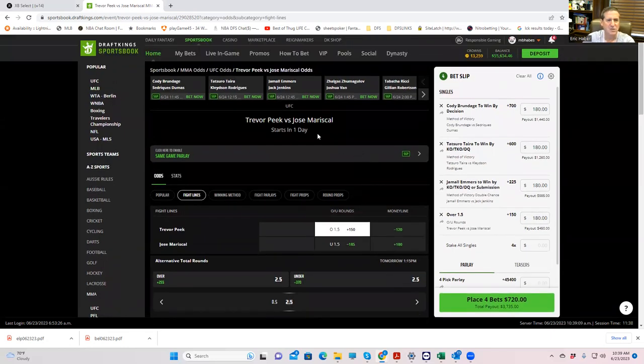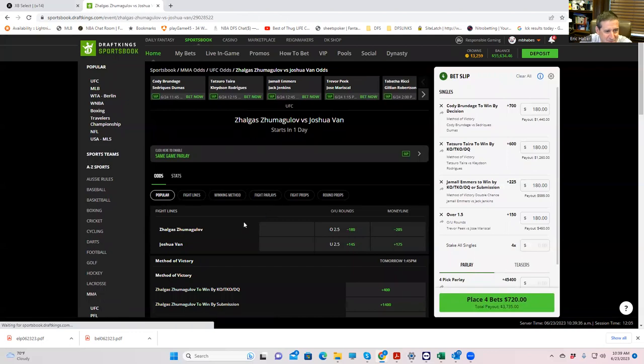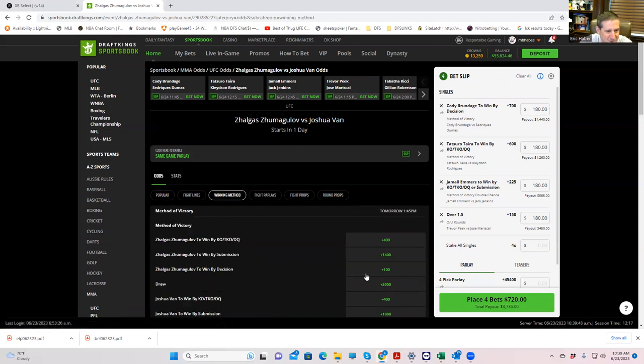Okay, Zhalgas Zhumagulov versus Joshua Van. I've been waiting for this one. The judges apparently hate Zhumagulov. Every time he gets into a decision, he loses a split decision. So immediately, I know what I'm going to do here, and that's take Zhumagulov by decision. Now, again, it's not the greatest odds in the world, but from a contrarian take perspective, it just makes so much sense, so we just have to do it here. Zhumagulov by decision, just plus 100, good enough for me.